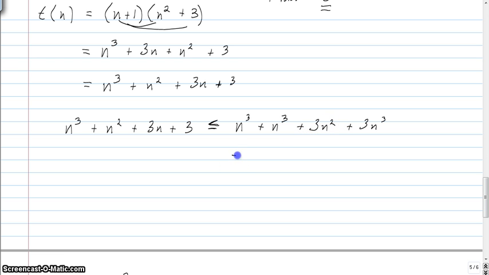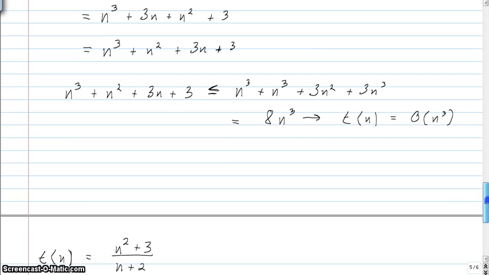Now I've made these all like terms, so I've got 1, 2, 3, 4, 5, 6, 7, 8 n cubed, and this tells me that my function T of n is big O of n cubed, bounded above.